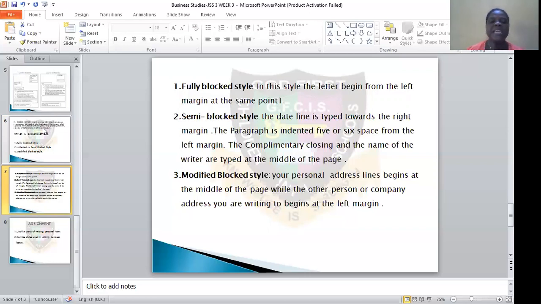Then the last one is the modified blocked style. In the modified blocked style, you start writing at the middle of the page when you are writing the company's address, and you start writing the letter at the beginning of the left margin. Did you get what I've just said? When you want to write modified blocked style, your address will begin at the middle of the page. Then the main body of the letter, you write it at the beginning of the left margin.